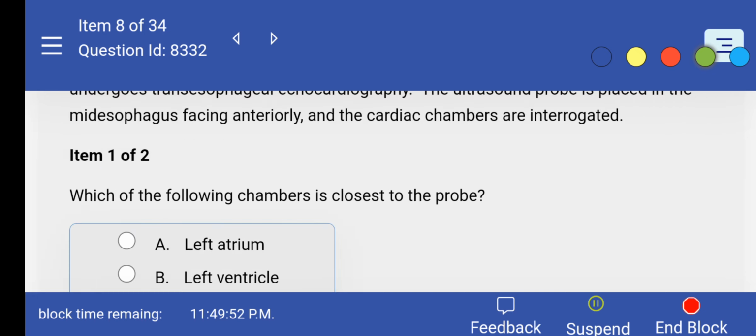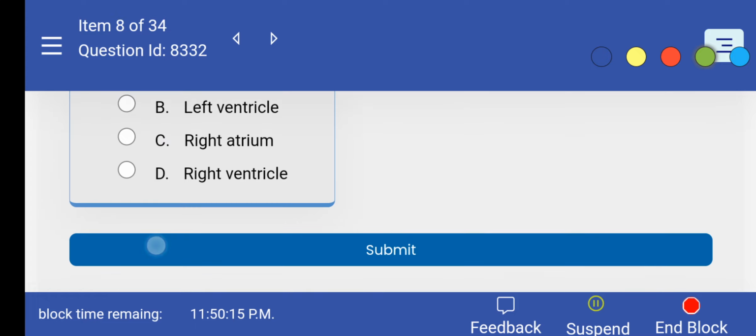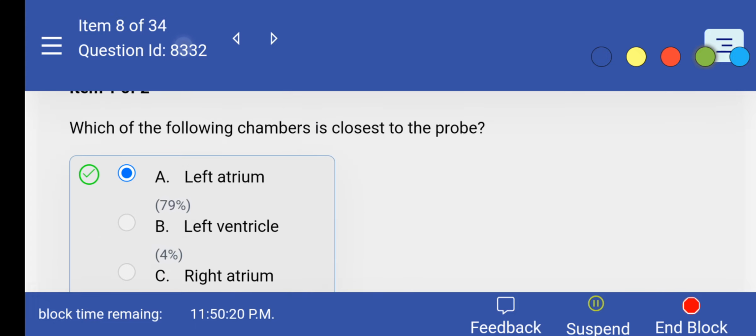Again, this is the same question which we talked about earlier. Item 1 of 2: which of the following chambers is closest to the probe? Simple question. Option A, left atrium, then we have left ventricle, right atrium, and right ventricle. So the correct answer is what? Pause it and give the answer. The correct answer for this question is left atrium. Why? We will talk about this now.